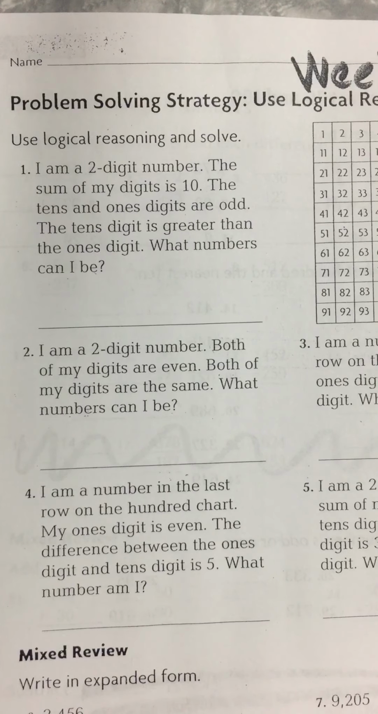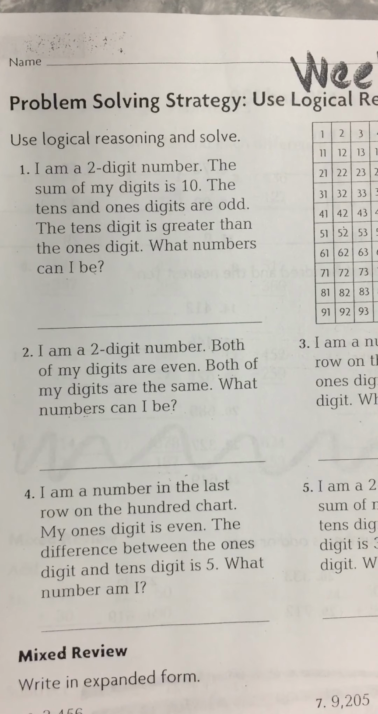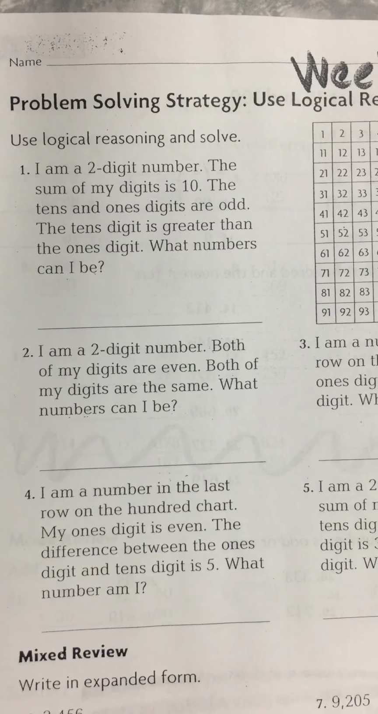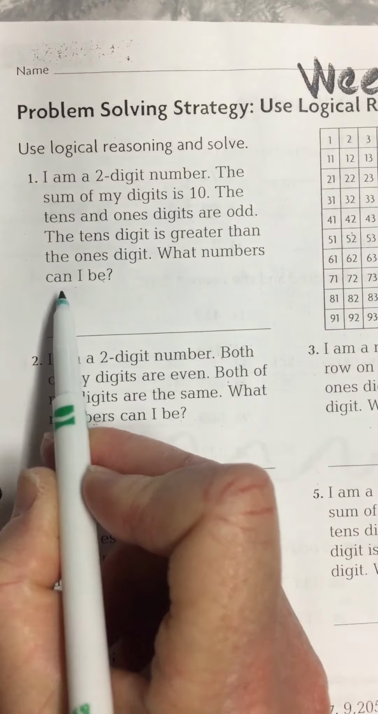So the first one says, I am a 2-digit number. The sum of my digits is 10. The tens and ones digits are odd. The tens digit is greater than the ones digit. What number can I be? Okay, so first thing is I've got the question here, can I be, makes me think that there might be more than one answer. Okay, then I'm going to go back and read this closely.